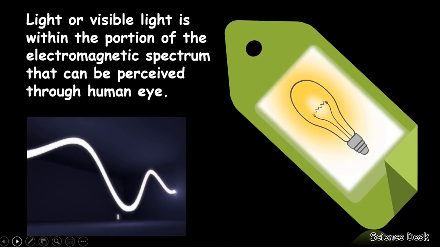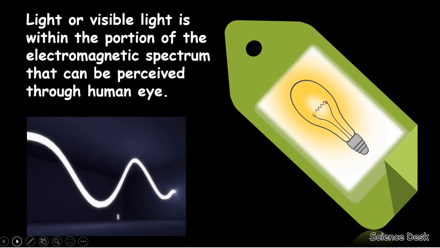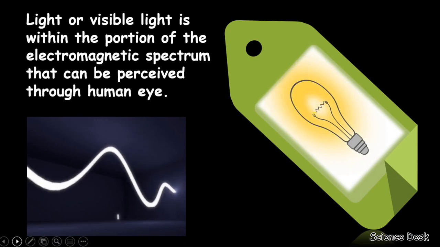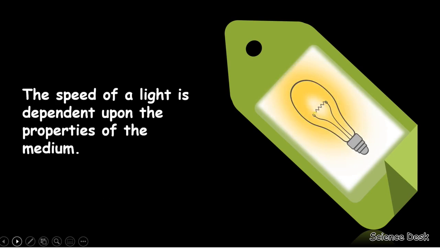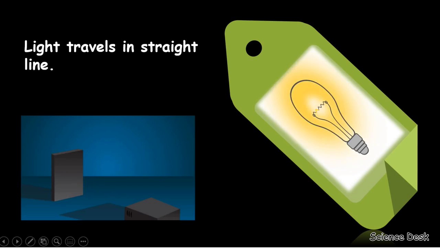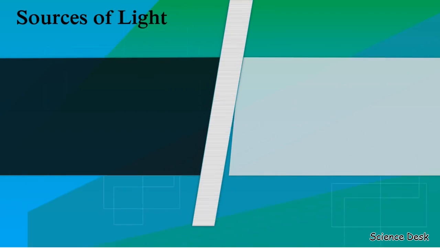Light, or visible light, is within the portion of the electromagnetic spectrum that can be perceived through eyes. The speed of light is dependent on the properties of the medium, and light travels in a straight line. In the below image, you can see the light is traveling in a straight line. There are various experiments that prove light travels in a straight line.